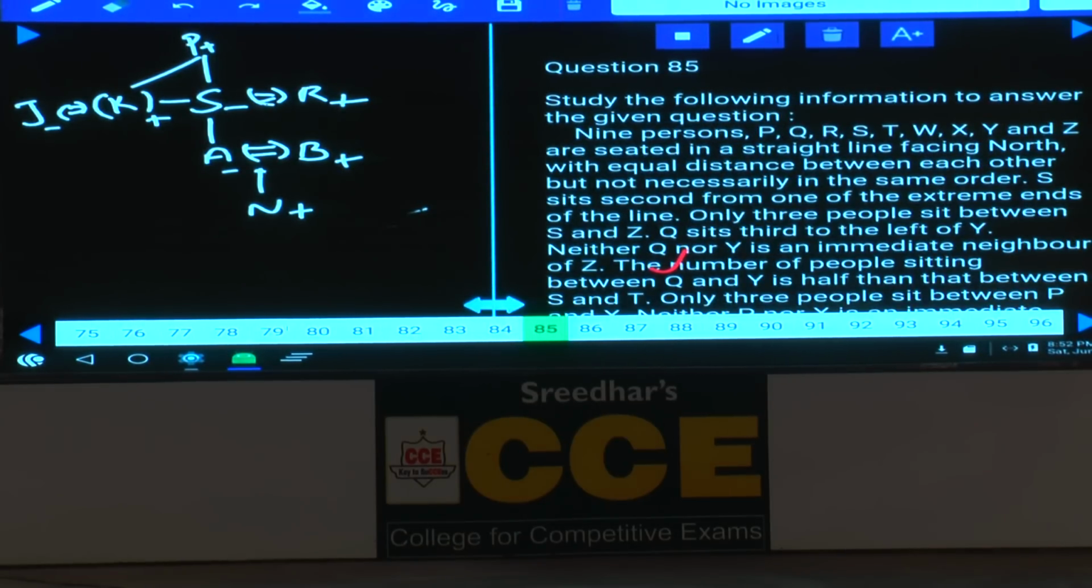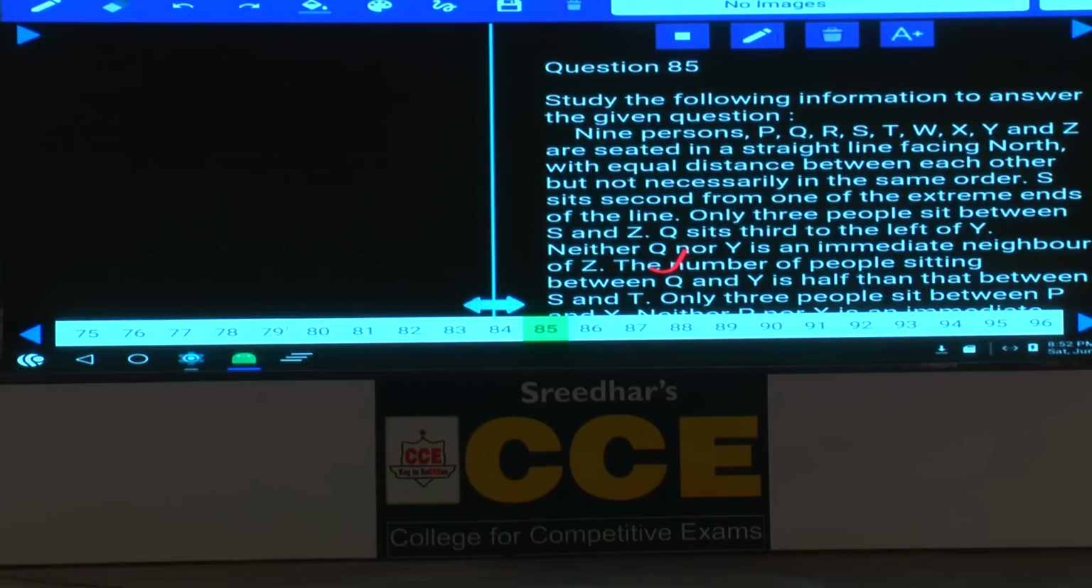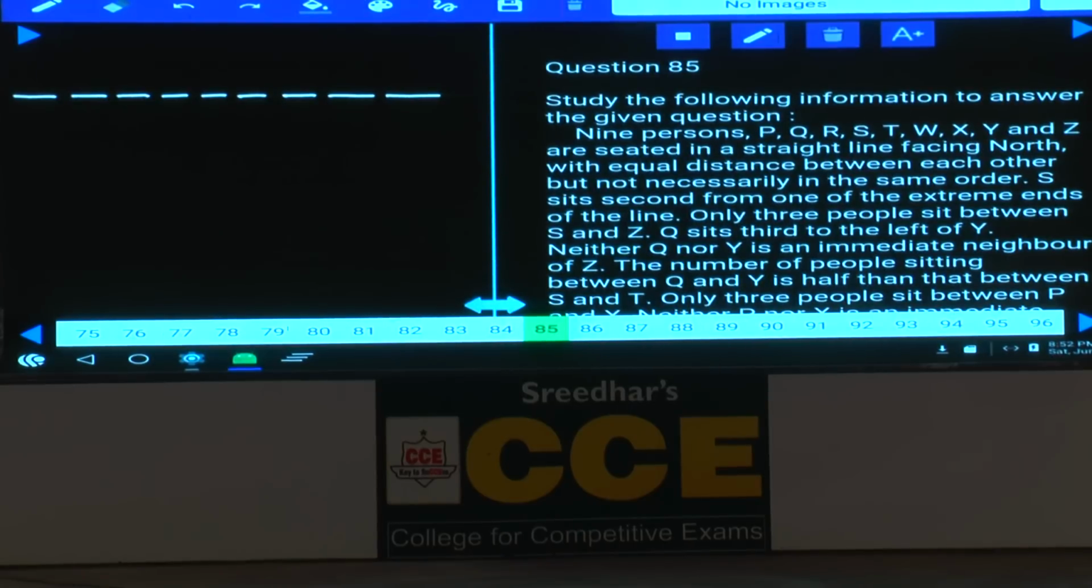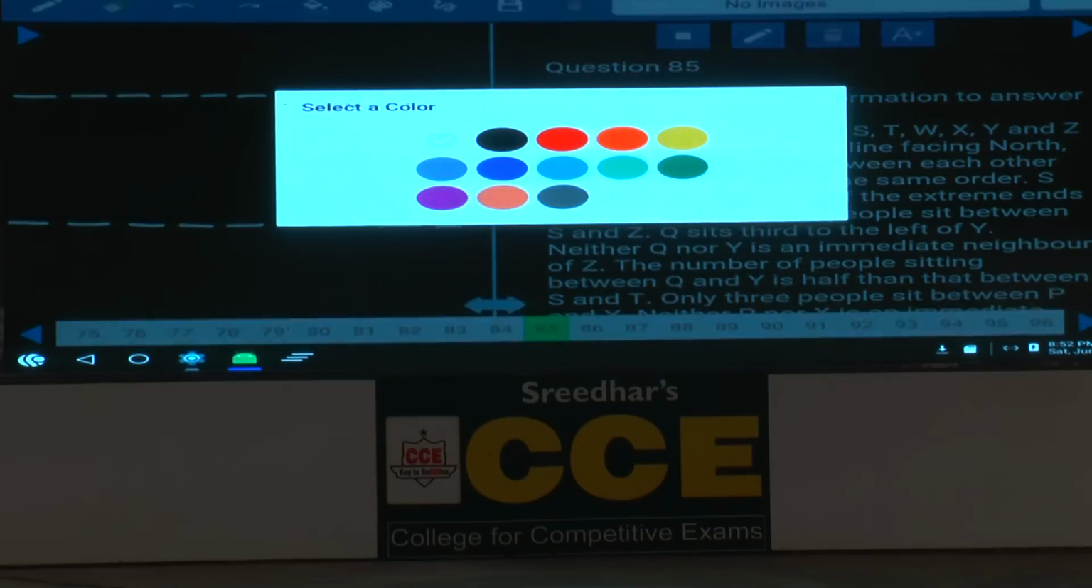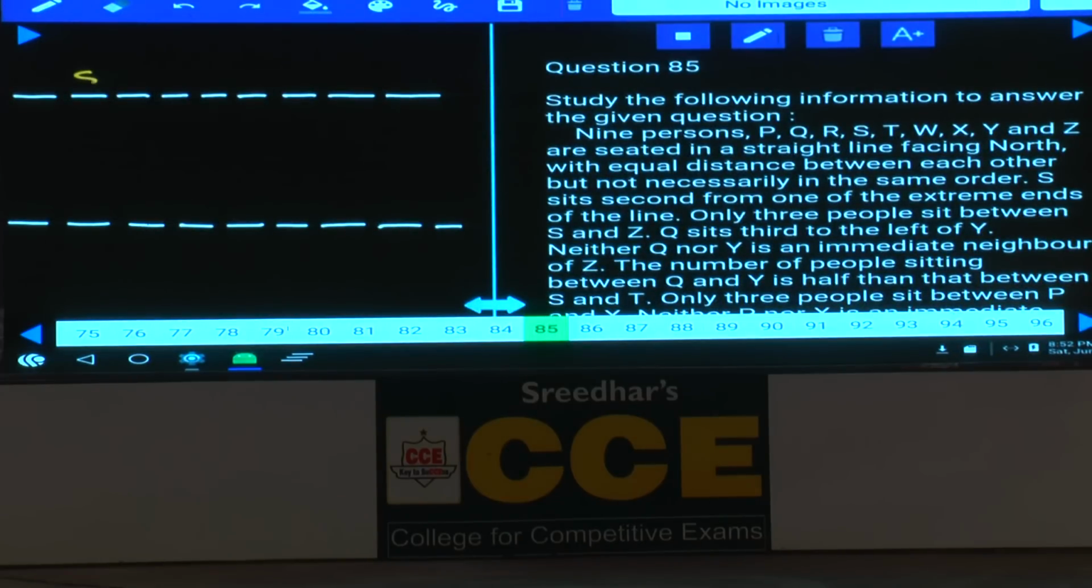Then 85 onwards, question numbers 85 to 89. Nine persons P, Q, R, S, T, W, X, Y, Z are seated in a straight line facing north. S sits second from one of the extremes. Tell me how many possibilities we have? Two possibilities: S can be second from the left extreme, or second from the right extreme.